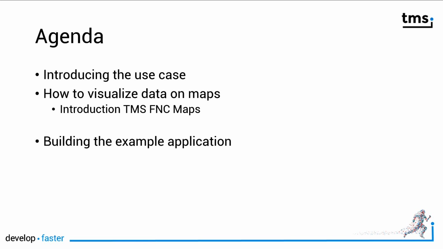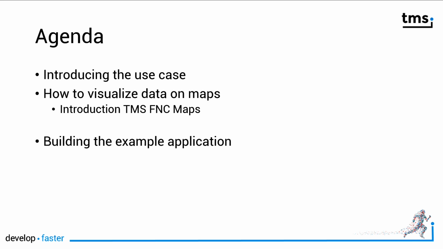First, I'm starting with a use case to motivate the whole session. Examples work best. We learn best if we have an example to look at and to remember if we want to recall how something works. Then I'm going to give you precise steps how to visualize data on maps. And in order to do that, I need to introduce the mapping framework, TMS FNC Maps. And then I'm going to show the example step by step.